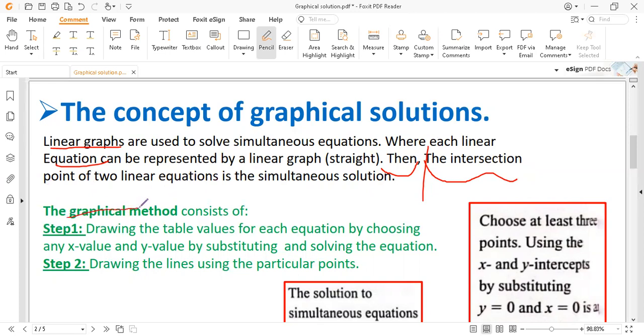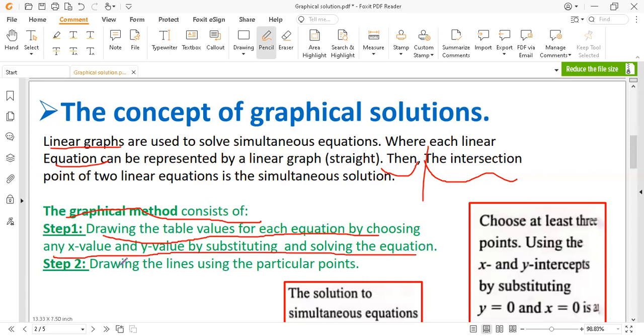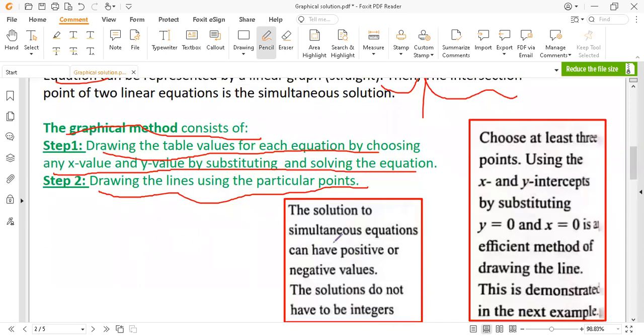So the graphical method consists of drawing the table of values for each equation by choosing any x value and finding the y value by substituting and solving the equation. Then we draw the lines using the particular points. Of course, we look for the intersection point. This is our solution of the simultaneous equations.